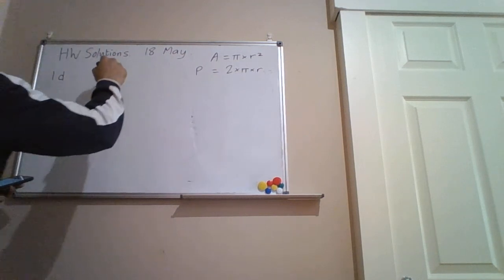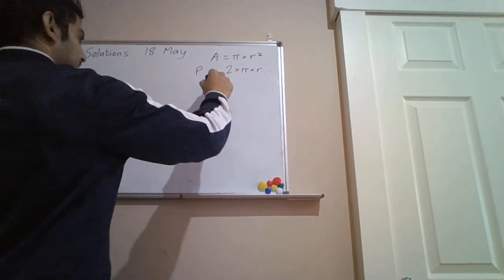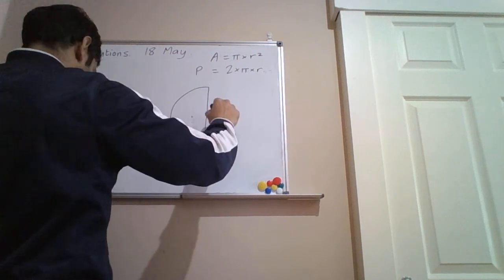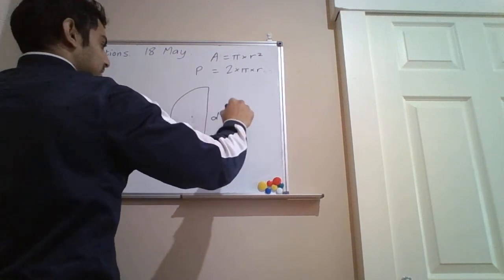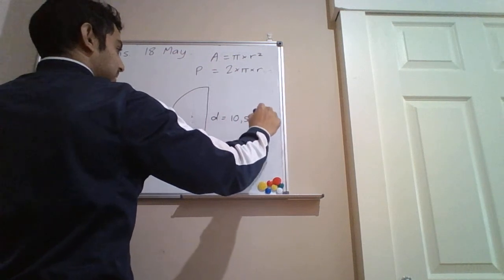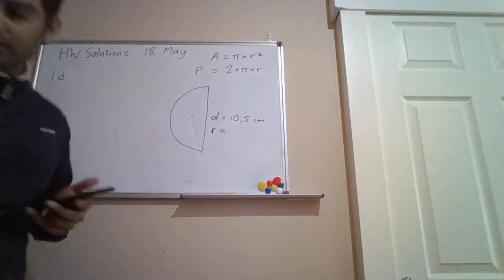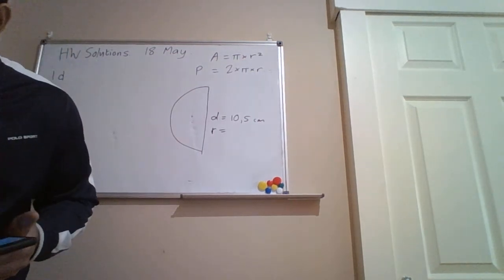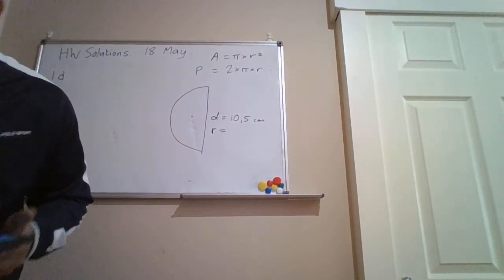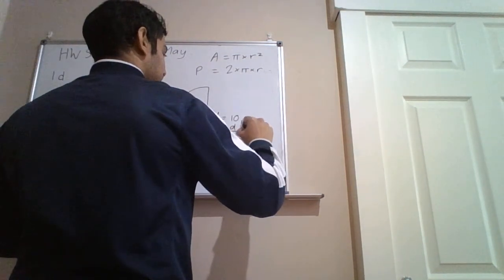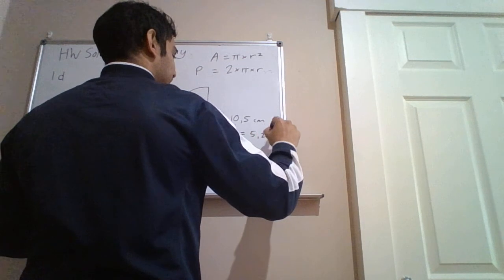So we've got, I'll redraw this, we've got a half circle, the diameter d equals 10,5 centimeters. So the radius is d divided by 2, so it's 10,5 divided by 2 is 5,25. d over 2, 5,25 centimeters.